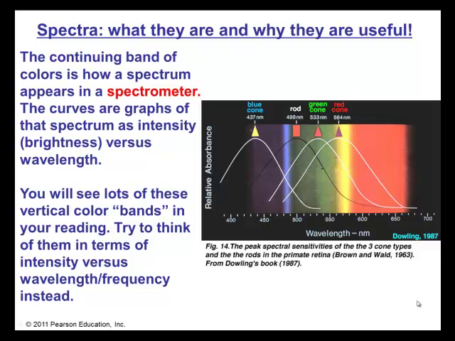Now, if you look through a spectrum, you would use a device called a spectrometer, and what you will end up seeing is a continuous band of colors that looks just like the figure over there. The curves that you see right there are graphs of the spectrum's intensity. Think of intensity as how bright something is versus the wavelength in this case, but it could be versus the frequency. You will see lots of these vertical color bands in your reading. Try to think of them in terms of intensity versus wavelength or frequency.